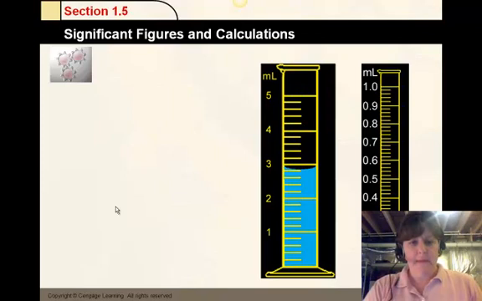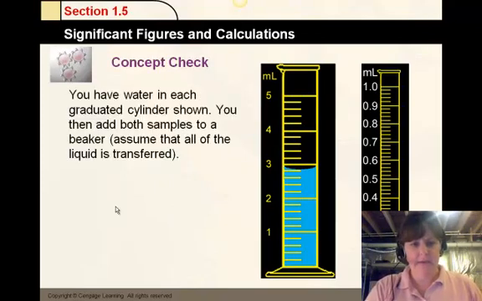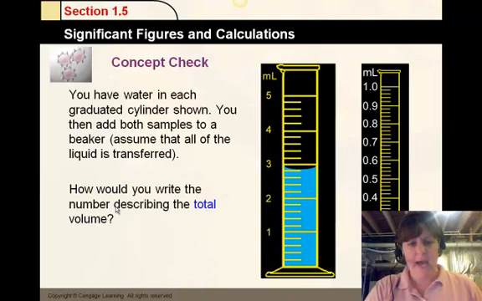Significant figures and calculations. We'll be doing some of this in class. You have water in each graduated cylinder shown. There they are. You then add both samples to a beaker. Assume that all of the liquid is transferred. How would you write the number describing the total volume? This is a good question, and we're going to leave it for class.